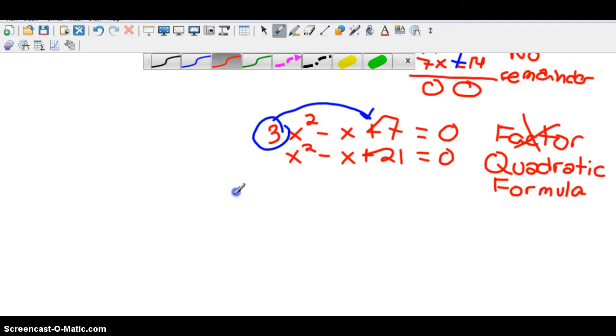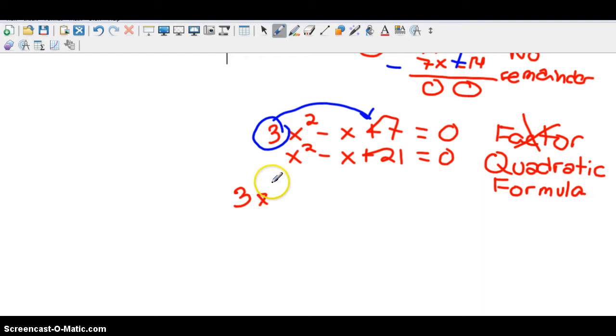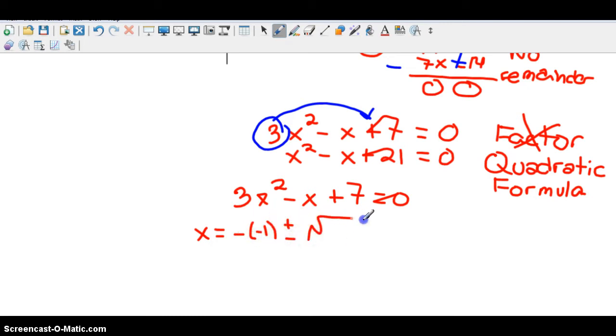So let's go back. Let's use our 3x squared minus x plus 7 again. It's equal to 0, so I'm trying to solve for x, and x is equal to negative b plus or minus the square root of b squared, which is negative 1 squared, minus 4ac, all divided by 2a. Okay?